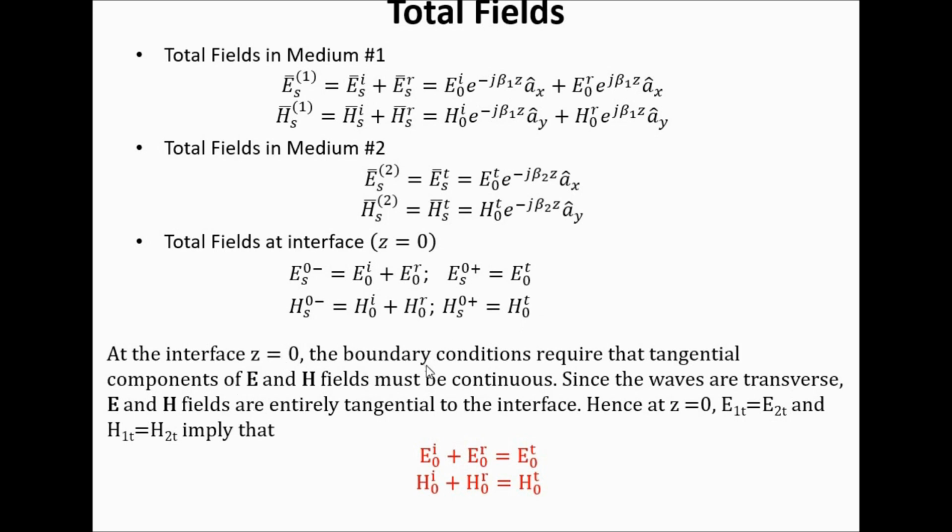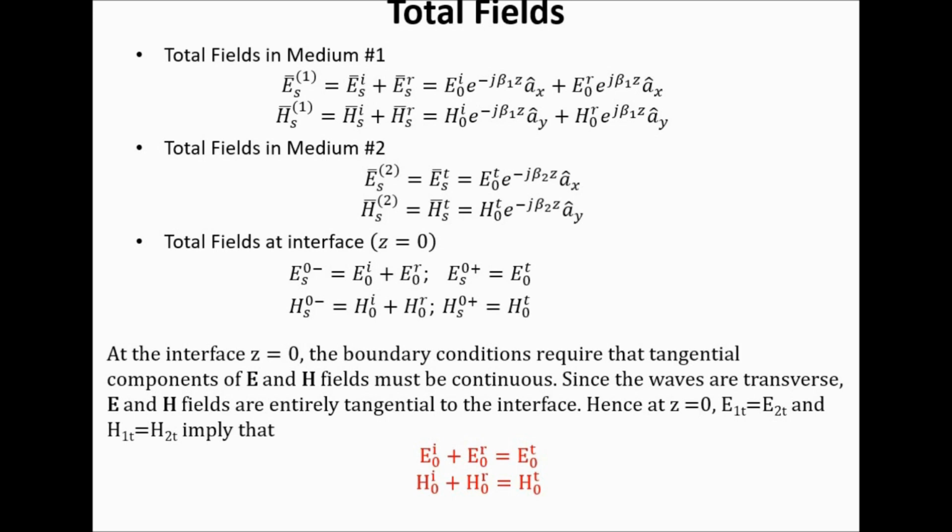At the interface, you know the boundary conditions that we have learned: the tangential components of the E and H fields must be continuous. Since the waves are transverse, the E field and H field are entirely tangential. You see the wave is polarized in the X or Y axis and propagated in the Z axis. So both the X and Y directions are tangential, parallel to the interface, right?